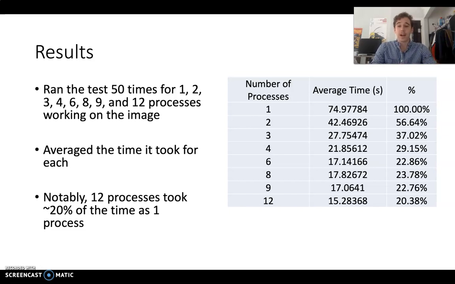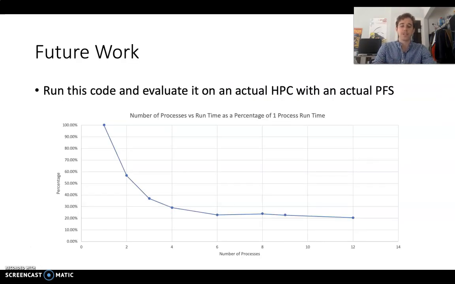I automated a test to run 50 times for each of these numbers of processes, and I found that 12 processes took about 20% of the time that one process took. But when I look at the actual graph, it starts to flatten out at around 6 processes, which leads me to believe that it's possible the parallel file system was slowing this down earlier than it should have. My end goal, if I were to do future work on this, would be to evaluate it on an actual high-powered computer with an actual parallel file system.